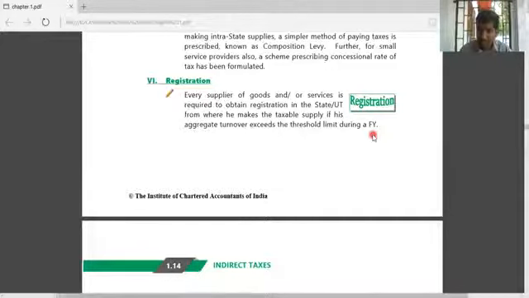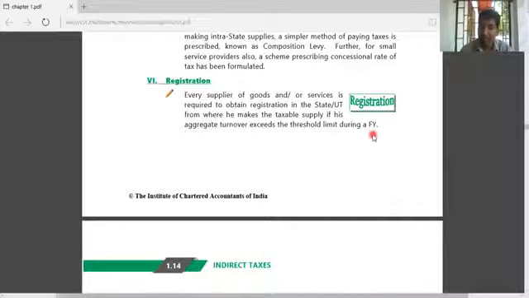But it is not necessary that with 1 rupee or 10 rupees or 1 lakh rupees, I have to take registration. There is a threshold limit applicable, say 20 lakhs or 40 lakhs. That threshold limit is applicable not in each and every state. If my total turnover on an all-India basis exceeds the specific threshold limit, then I have to take registration.